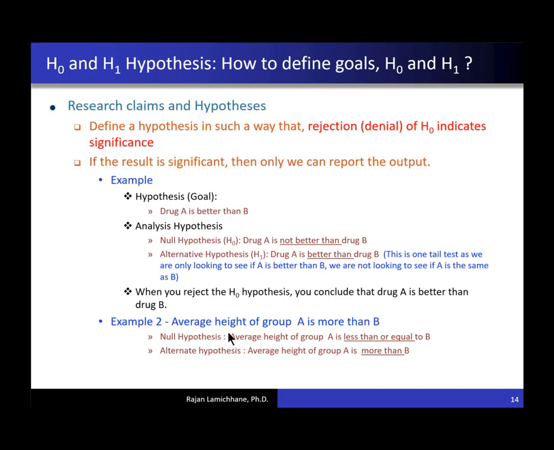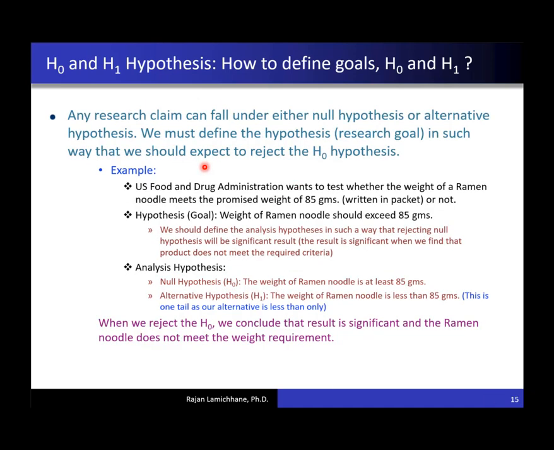In that scenario, once you reject this null hypothesis, once you nullify this null hypothesis, then only your result is significant. It means you only see that group A has a higher average compared to group B when you reject this null hypothesis. And this is also a one tail test as we are looking at more than, which means it's a right tail test. We are just looking at the right side. Now let's see another example also.